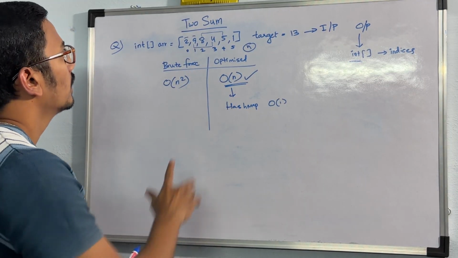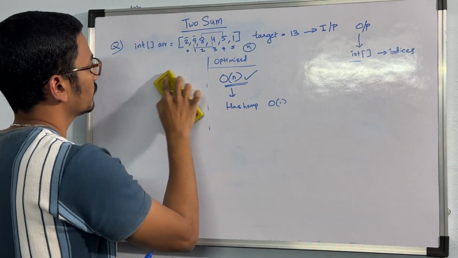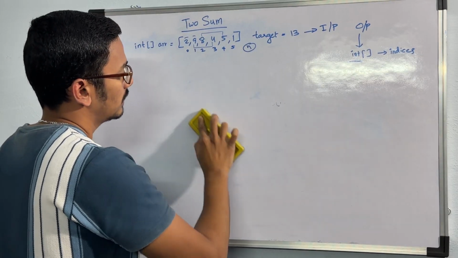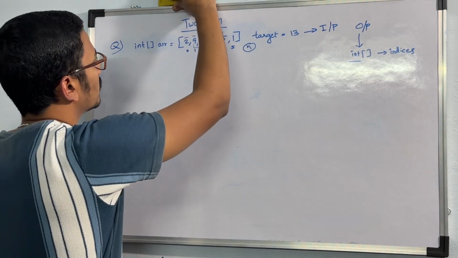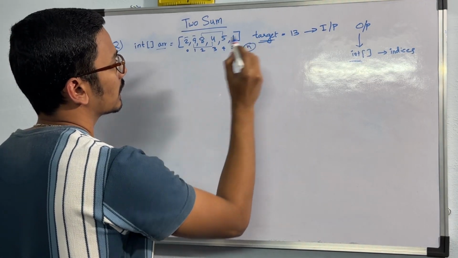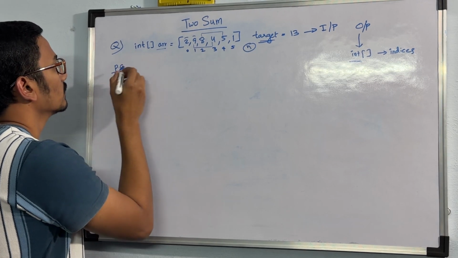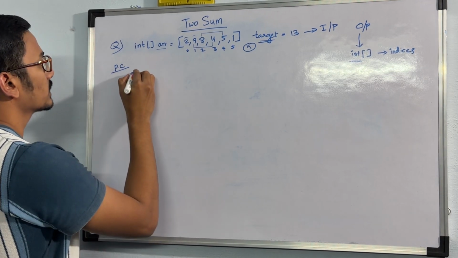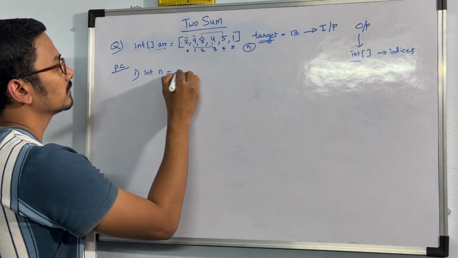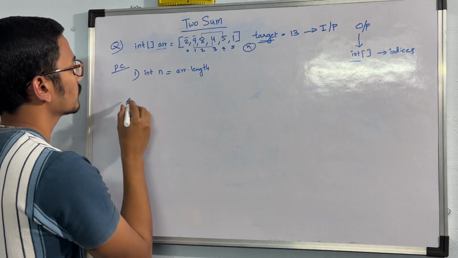Okay. So yeah, I'll write the pseudocode. The first point is, let us assume that these are the values given in the problem statement: array is the array they have given and target is the target. I'll write PC for you, which denotes pseudocode. The first step is int n, getting the size of the array, array dot length. That is the first one.